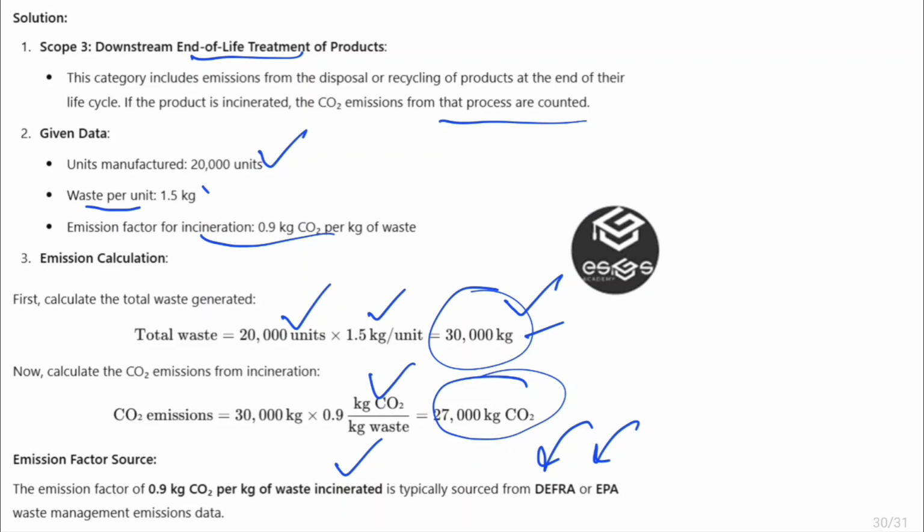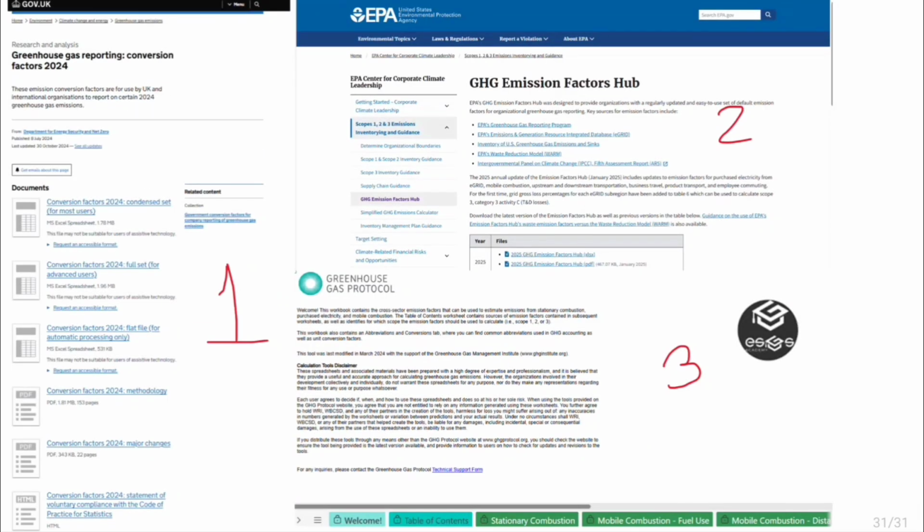I hope you like the questions and answers and their solutions. One more important thing I wanted to share with you is about reference emission factors. You can refer to DEFRA's website, EPA, and the Greenhouse Gas Protocol website. These three emission factor reference sources are very important. Every ESG sustainability student and learner must know about these three websites.